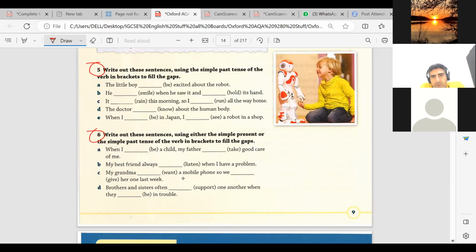Write the verbs in brackets in the past or the simple past. And exercise 6, you can write simple present or simple past.